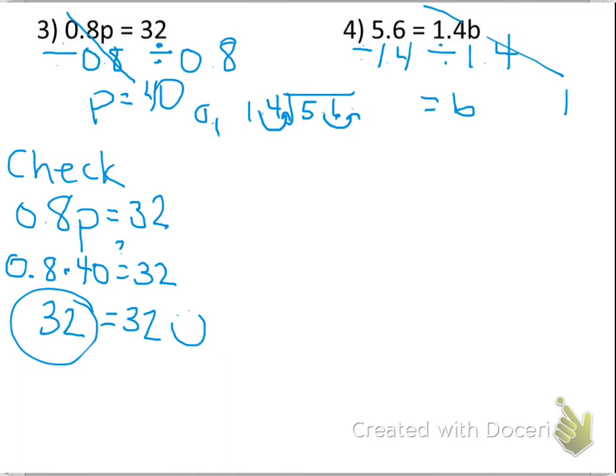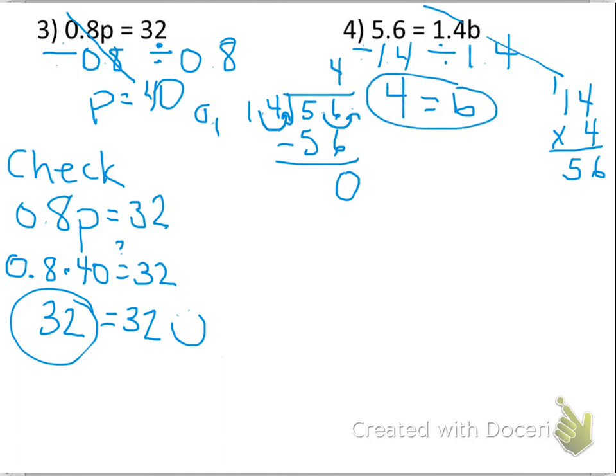Well, my guess would be about 4. So we're going to check what's 14 times 4. 4 times 4 is 16. 4 times 1 is 4, plus 1 is 5. You know what? I was right. So we have 14 times 4 is 56. And we subtract it, and we get a 0. There's no more numbers to bring down, so we're actually done. Our b is equal to 4. Now we need to do our check.